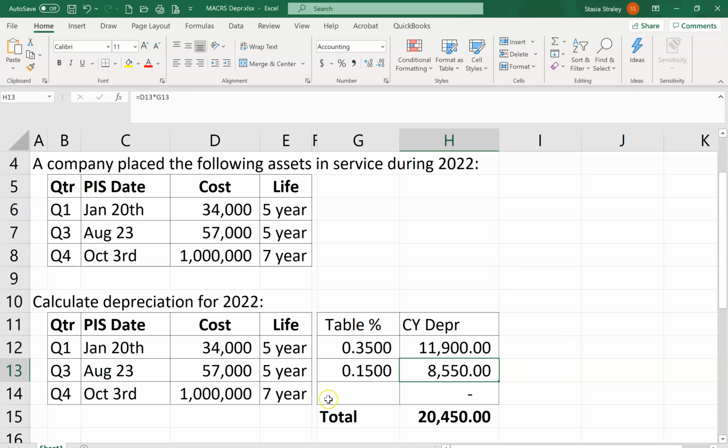And then the last one is this asset that was placed in service in quarter 4 in October. It was a $1 million asset, and it has a 7-year life.